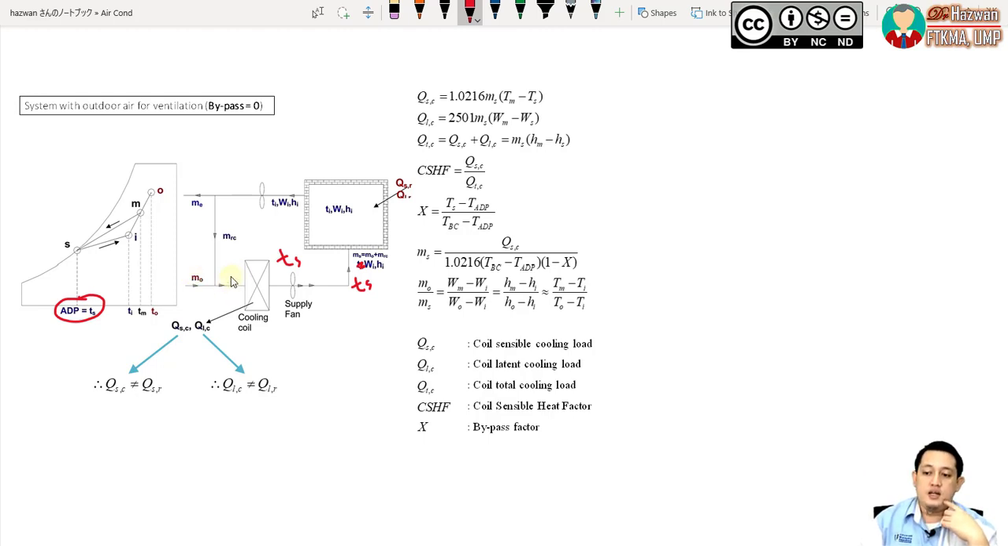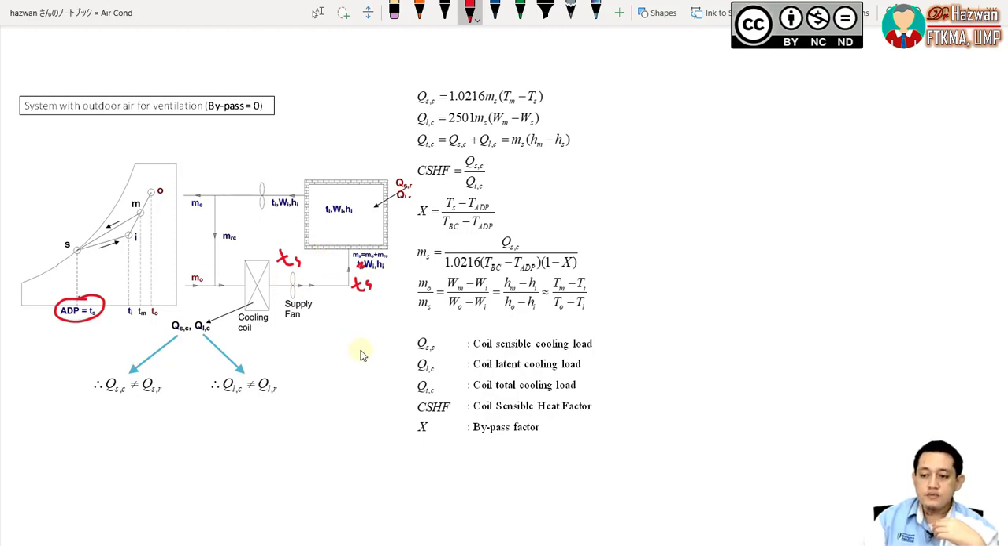Then we will have a mixture. The mass flow rate of the mixture will flow through this cooling coil, and it will be cooled down until the mixture temperature becomes Ts, and then be supplied to this room. Then the cycle will continue over and over again.